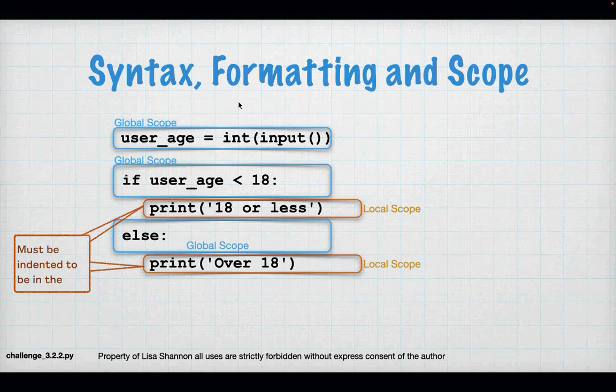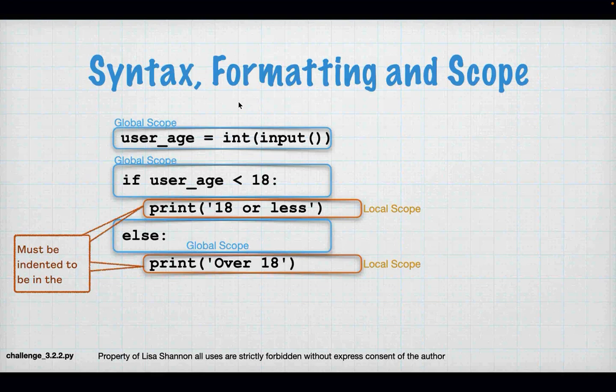Because Python has to do something to get into a local scope. It doesn't just happen. In this case, the only way Python can get to the code in the local scope is if user age is less than 18, it can get to one local scope, and if not, then it'll get to another local scope. So I just kind of wanted this picture in everybody's head as we start going.